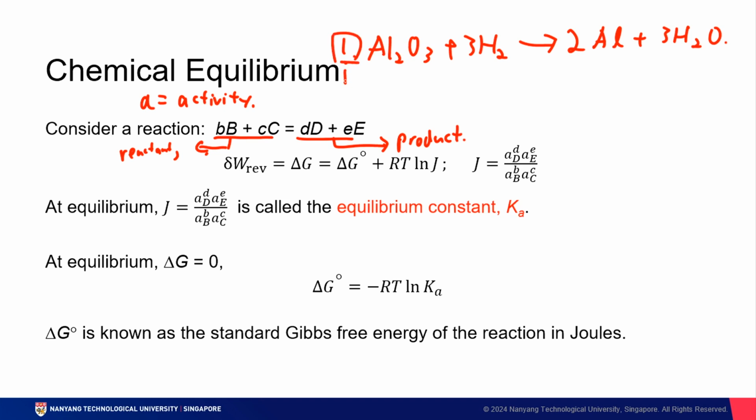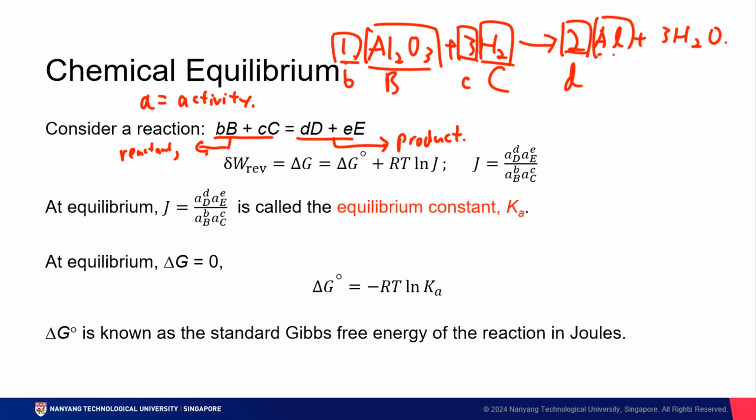This term is lowercase b, this is uppercase B. This is lowercase c, this is uppercase C. This is lowercase d, this is uppercase D. This is lowercase e, and uppercase E. So that's what it really means.